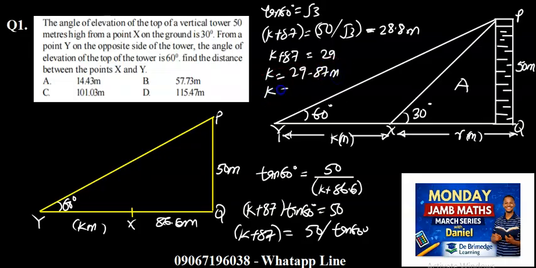So K is going to give us, finally, negative 57.73 meters. Why is it negative? Because remember, we're moving backward, in this direction. But the correct answer to this question is option B. So this is the answer to this question.